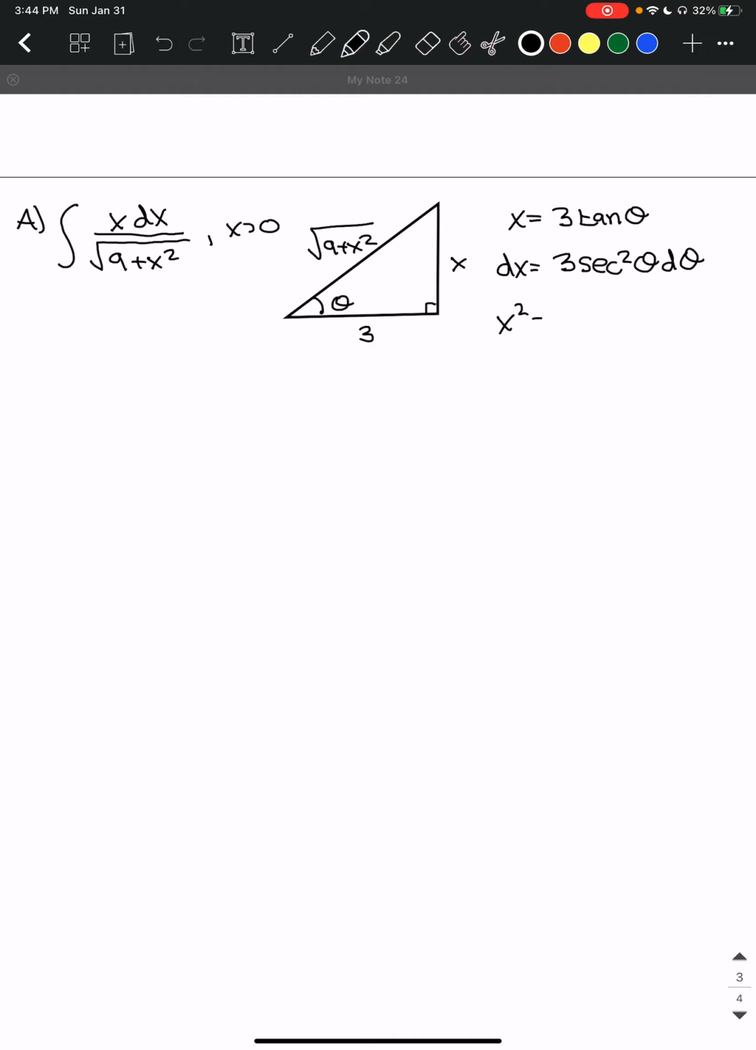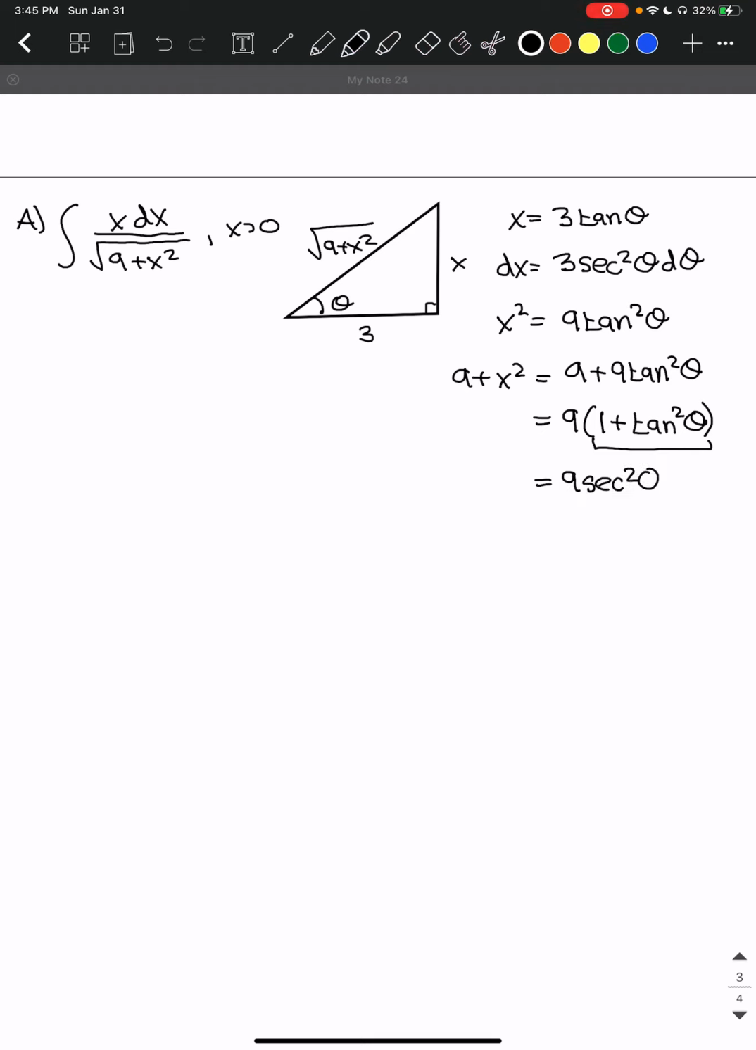I need to solve for x squared, which gives me 9 tangent squared of theta. I need to add 9 to that, which is 9 plus 9 tangent squared theta. This might be painstakingly slow, but I can factor out that 9: 1 plus tangent squared of theta. And what I'm left with, this right here, is a trig identity. And this will leave me with a perfect square. This is equal to 9 secant squared of theta.